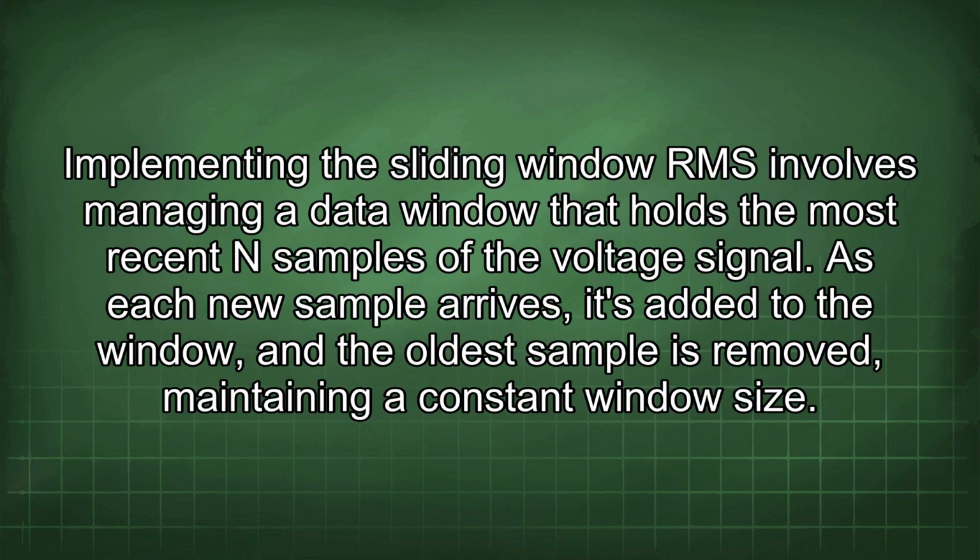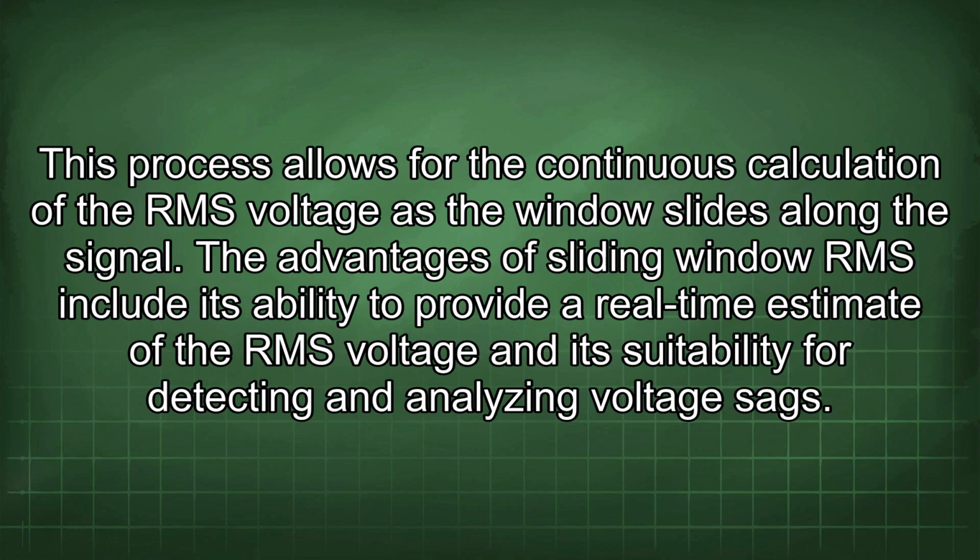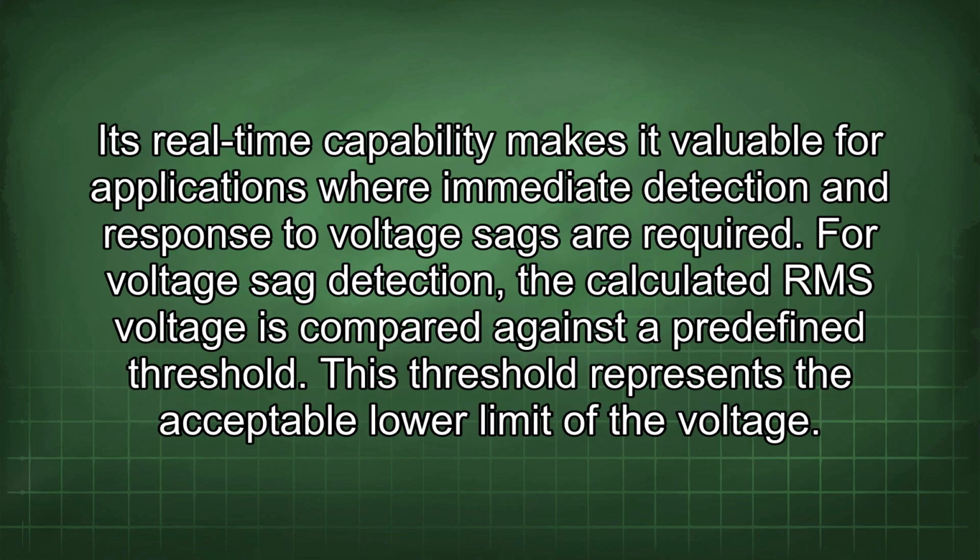Implementing the sliding window RMS involves managing a data window that holds the most recent N samples of the voltage signal. As each new sample arrives, it's added to the window, and the oldest sample is removed, maintaining a constant window size. This process allows for the continuous calculation of the RMS voltage as the window slides along the signal. The advantages of sliding window RMS include its ability to provide a real-time estimate of the RMS voltage and its suitability for detecting and analyzing voltage sags. Its real-time capability makes it valuable for applications where immediate detection and response to voltage sags are required.